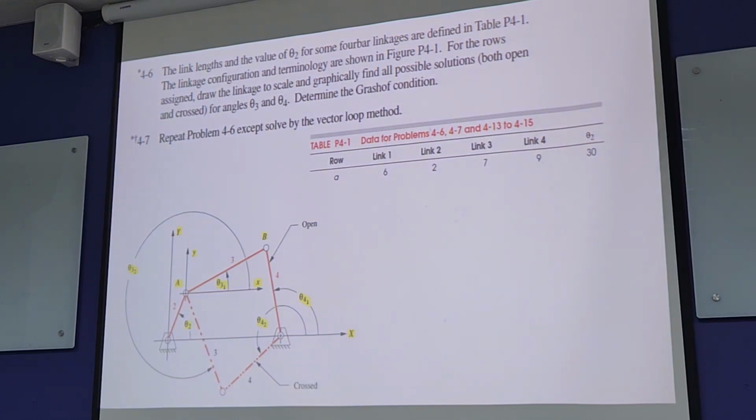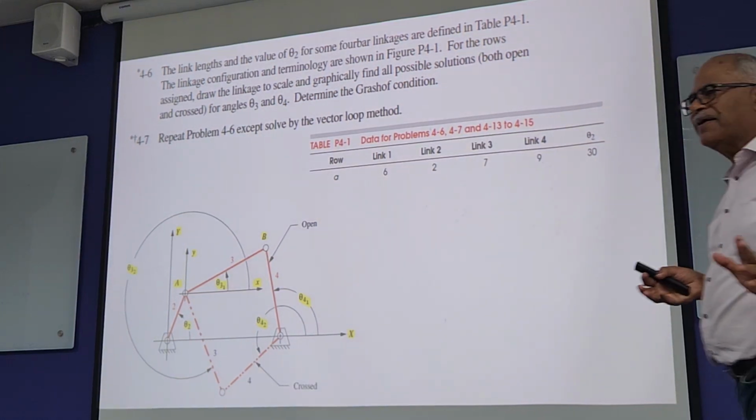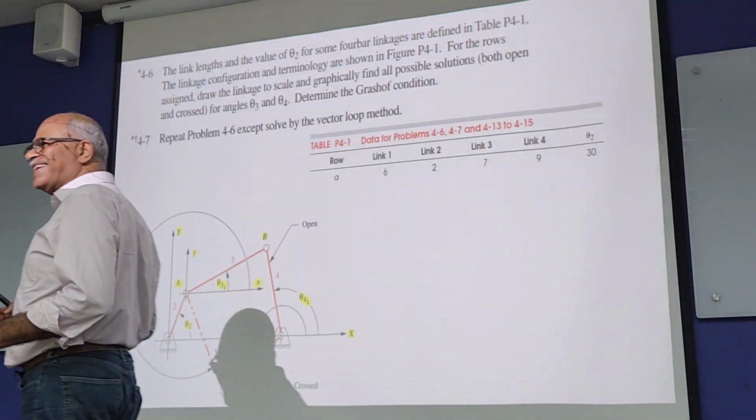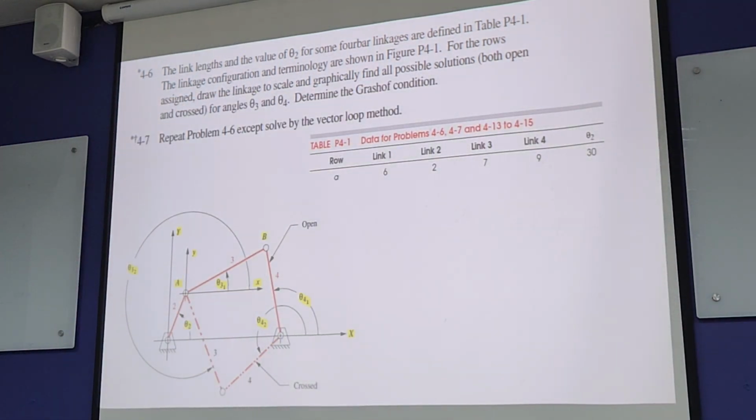Okay, so now the practical aspect. I give you the data, start doing it. So your first problem is, for every problem, you will be given the mechanism shape, or the orientation of the mechanism. So now we are dealing with the 4-bar linkage mechanism.